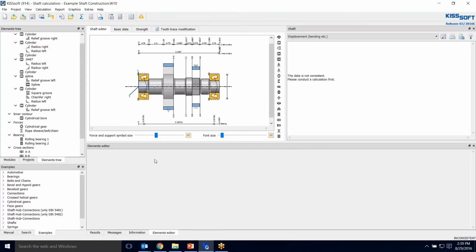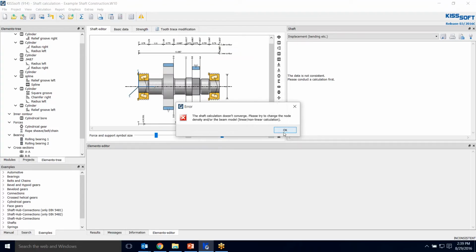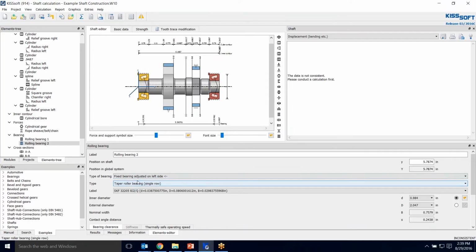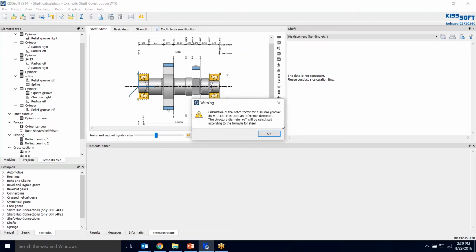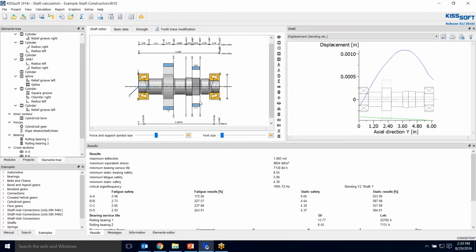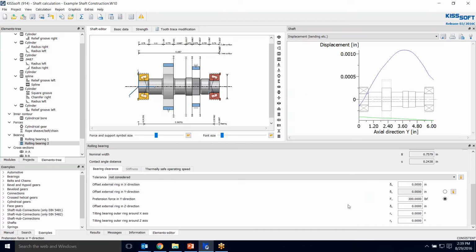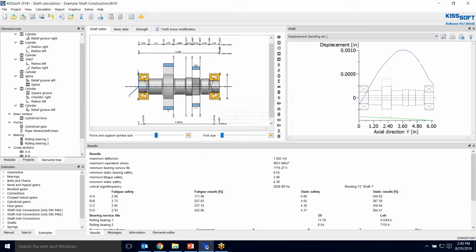So I just changed to a nonlinear shaft, and I changed the node density a little bit. Doesn't converge. I think I was right on the other one. I think it needs to be on this side. Preloaded actually, either this type is not suitable or the force has the wrong direction. Okay, so let's do this. We'll put a negative load on here. All right. There. We got to get our loads right, positive, negative.